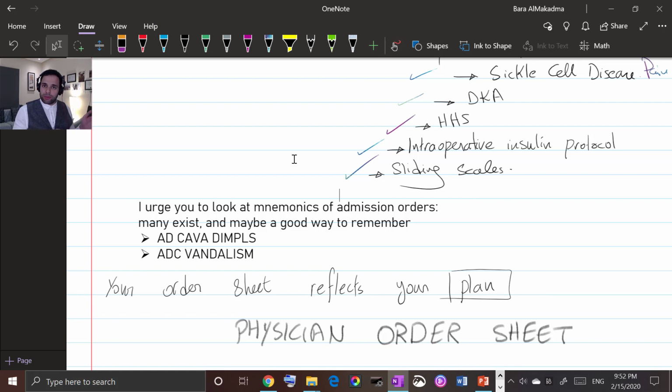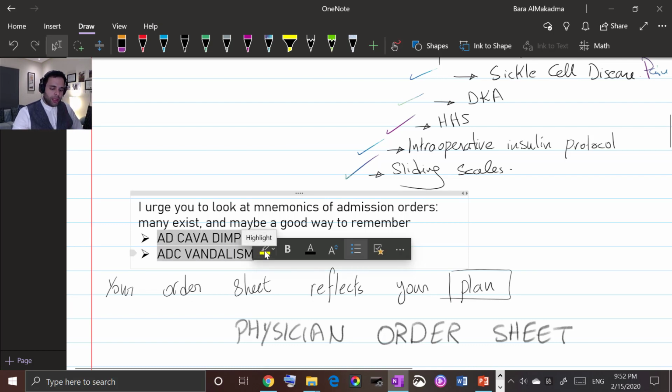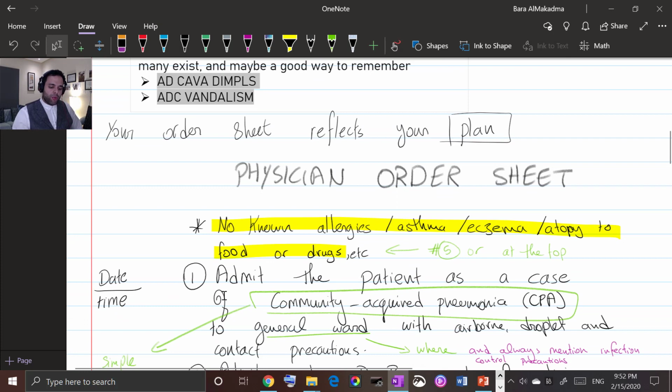I worked in hospitals where there are electronic sets, and I worked in hospitals where I wrote for years a manual order sheet. And so here are suggestions of some mnemonics that can be used. Your order sheet reflects your plan, your understanding of the patient.